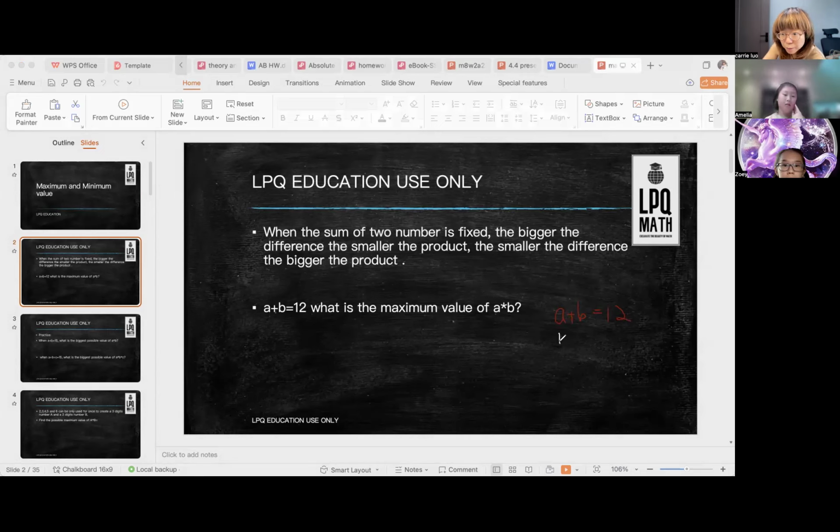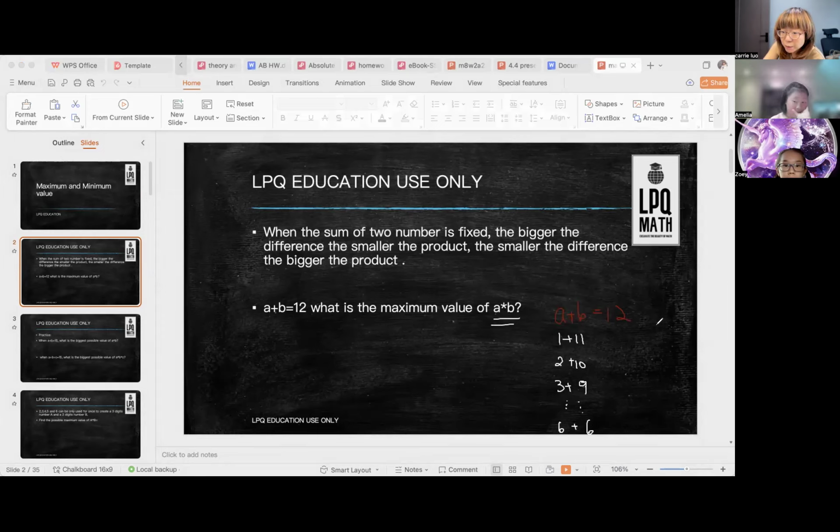A could be 1, B could be 11, correct? A could be 2, B could be 10. A could be 3, B could be 9, right? So all the way, A could be 6 and B 6, correct? It could be a lot of options. Understood? Okay, I want you to find out the maximum value of A times B.